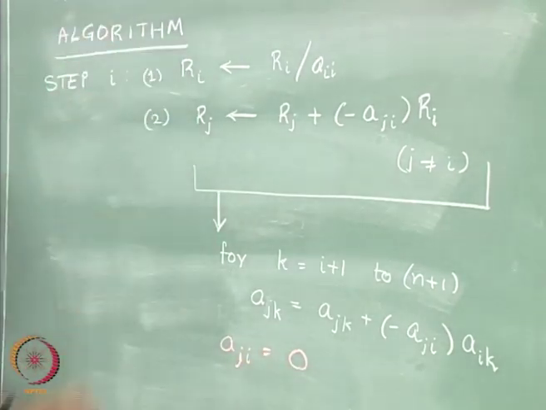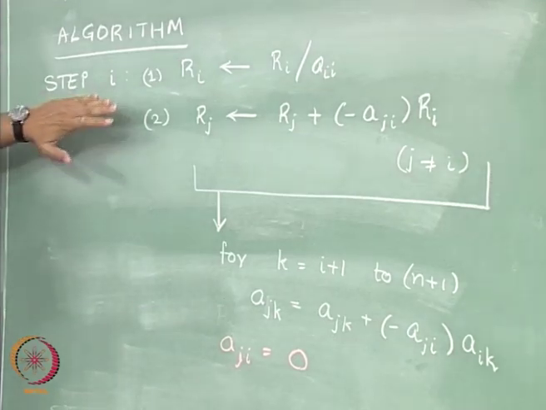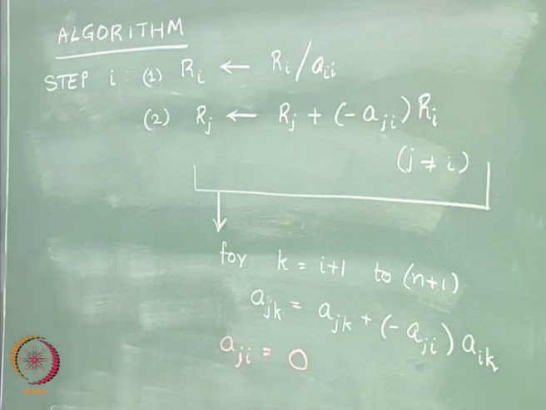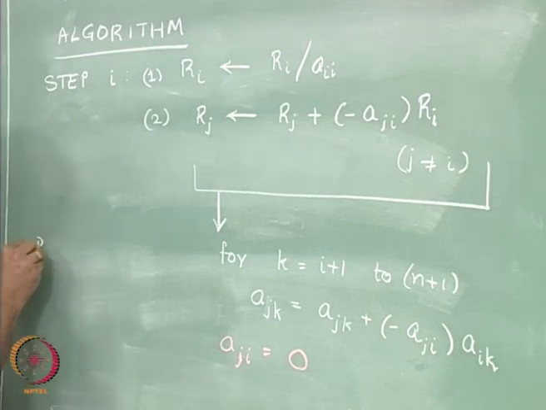So this is the overall procedural steps for the Gauss-Jordan elimination. So the algorithm is, in the ith step we will first divide the ith row with Aii. Okay, so Aii is the diagonal element on the ith row. The diagonal element on the ith row is also known as the pivot element.